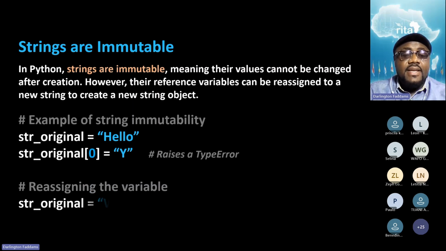However, you can reassign it to a different word. Once you assign it to a different word, like world, this will work. And again, it does not mean you have edited the H. This is not how Python works. When you assign it to a different word, it is just a new object that the pointer has been pointed to.